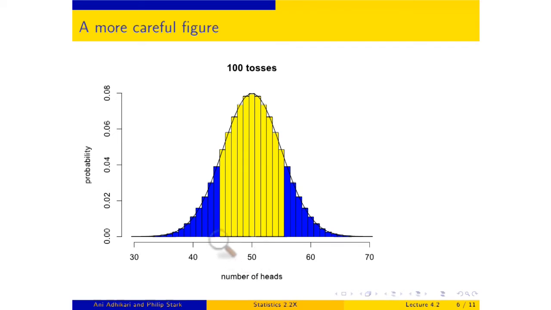So then what is this point? Well, the center of the bar is 45. That's the edge of the bar. Surely that's 44.5. The center of this bar is 50. That one's 49.5, and the other edge is 50.5. So the right edge of the yellow is at 55.5. The left edge of the yellow is at 44.5.